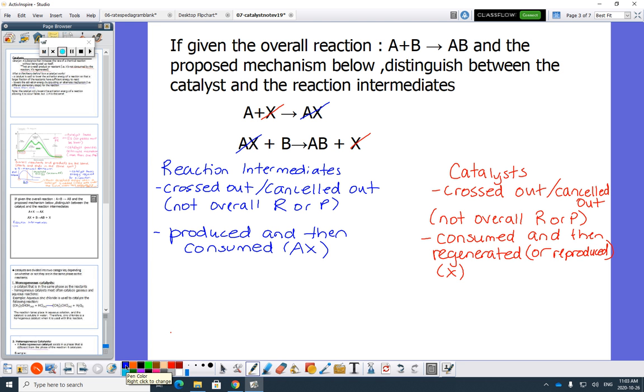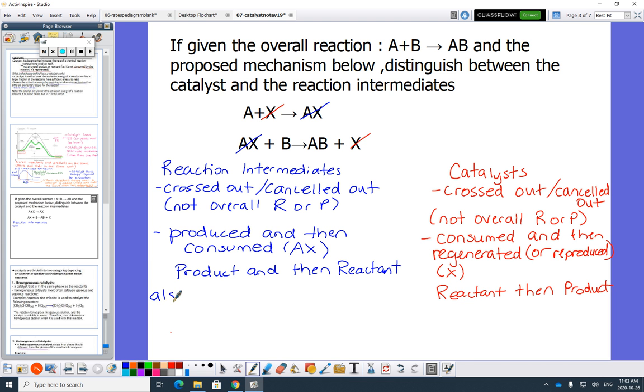How else could we write this? Product and then reactant. Reactant, then product. If that makes more sense to you. Another little trick you could check. So even write also. You can have more than one reaction intermediate. You cannot have more than one catalyst. Or that makes no practical chemistry sense.